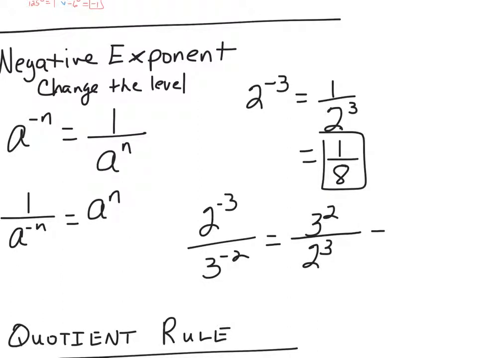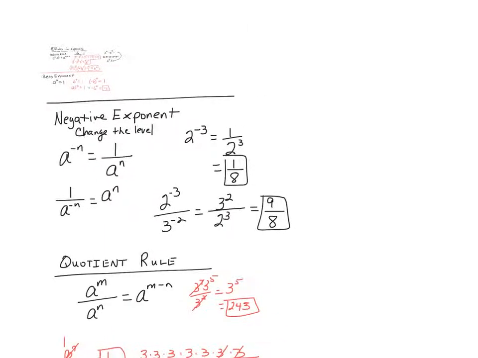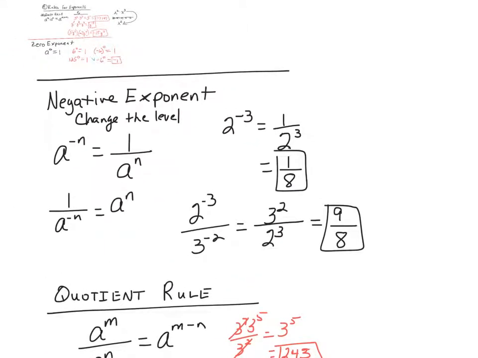And now 3 squared is 9. And 2 to the third is 8. 2 to the negative 3 over 3 to the negative 2 is actually equal to 9/8. Who would have thought it? And you want that as an answer? Do you want it simplified? Yep, that is simplified. It's not a mixed number, but it is simplified.